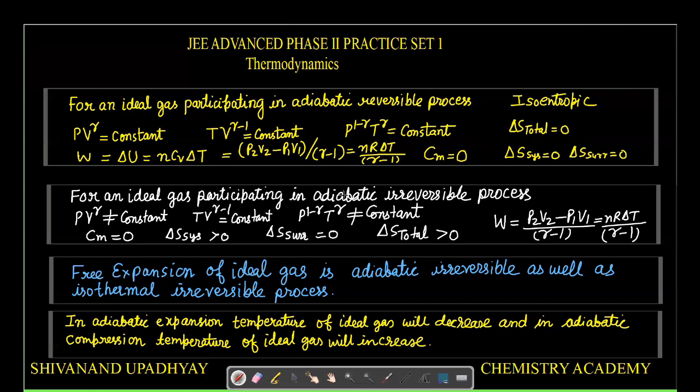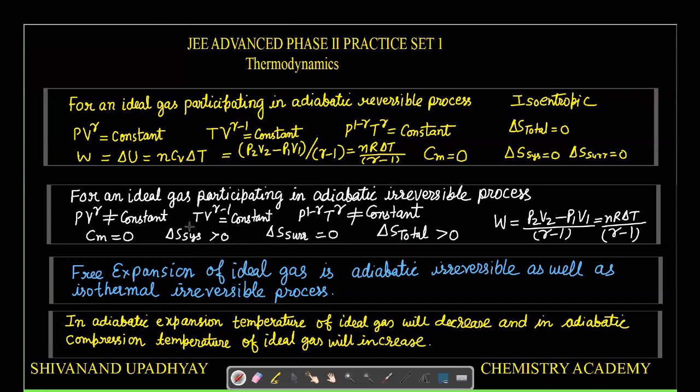For an ideal gas participating in adiabatic irreversible process, these formulas are not valid. And molar heat capacity definitely will be equal to 0. And delta S surrounding is always 0 in adiabatic process because delta S surrounding is always Q surrounding upon T. In adiabatic process, Q surrounding is 0. That's why delta S surrounding is 0.